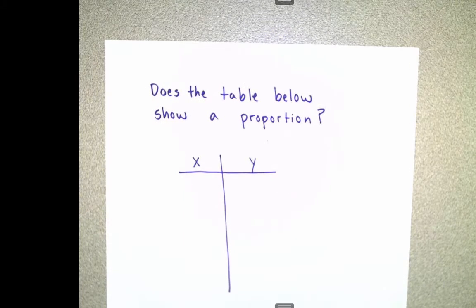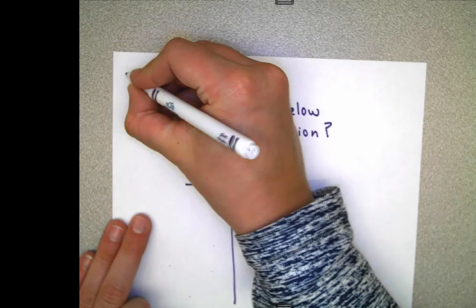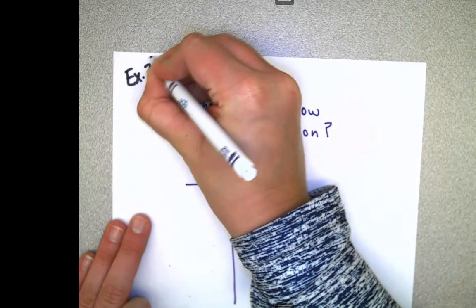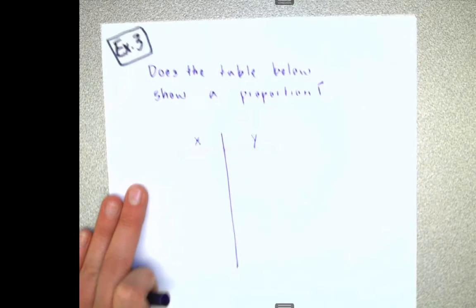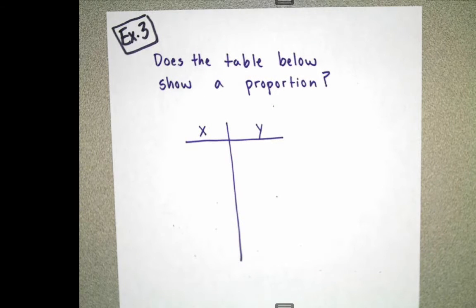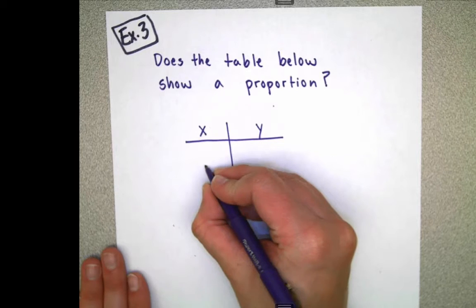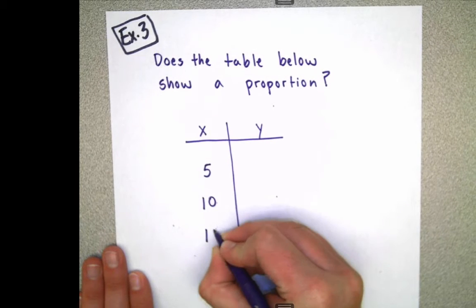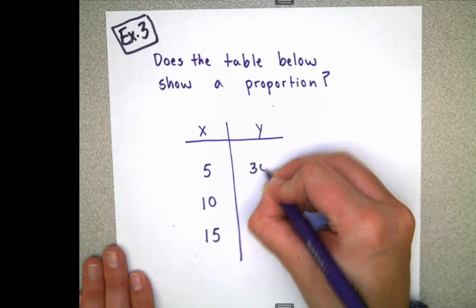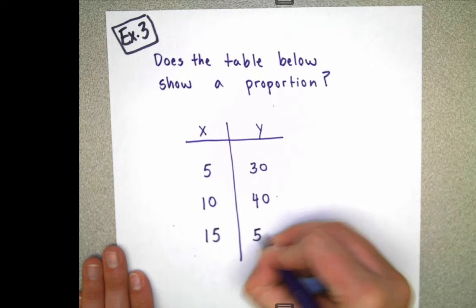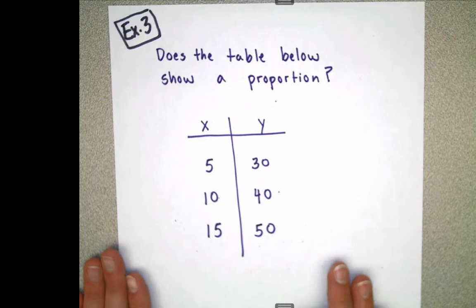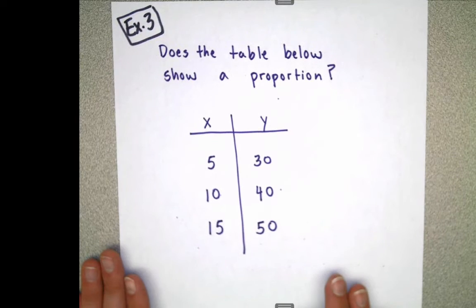And we are going to end with a final question that says, does the table below show a proportion? And we're going to call this example 3. Now in the last 2 problems, they told us, hey, this table is a proportion. But now the question is, does the table actually show a proportion? So in our table, we're going to have some numbers. We're going to do, x is going to be 5, 10, and 15. And y is going to be 30, 40, and 50. And the question is does the table show a proportion?